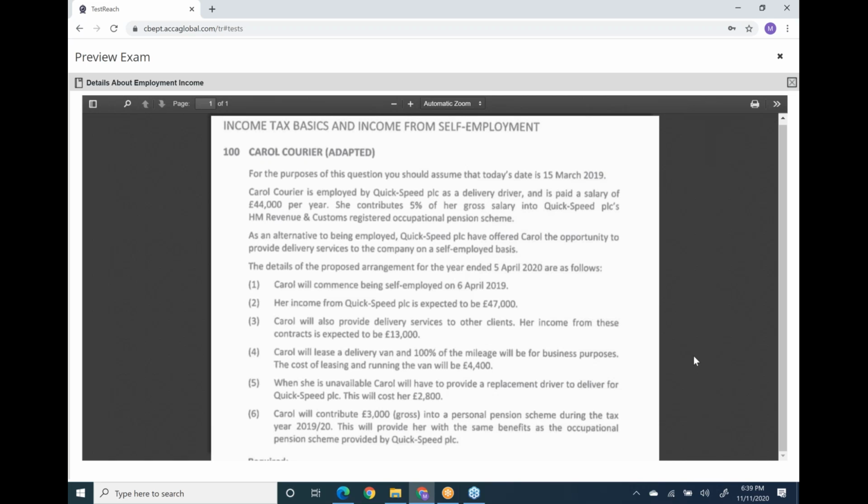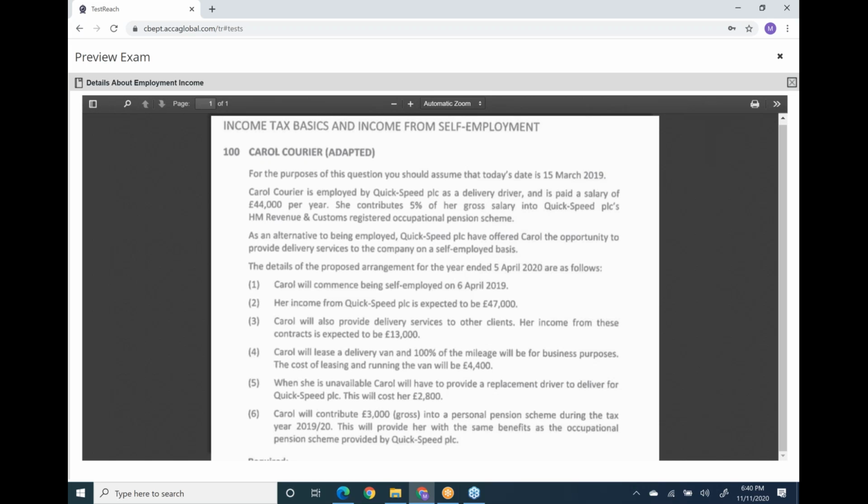Then when she is unavailable, Carol will have to provide a replacement driver. See, she started hiring assistant drivers to deliver for Quick Speed PLC. This will cost her 2,800, and yes, she has hired a driver for her business, so this is also an allowed expense. So in these four lines, point number 2, 3, 4, and 5, two are incomes and two are expenses. Simply add both incomes and deduct the two expenses, so you will get tax adjusted trading profits in seconds.